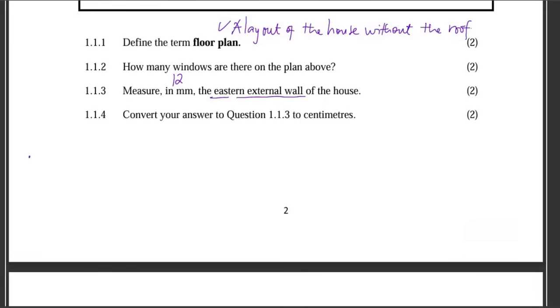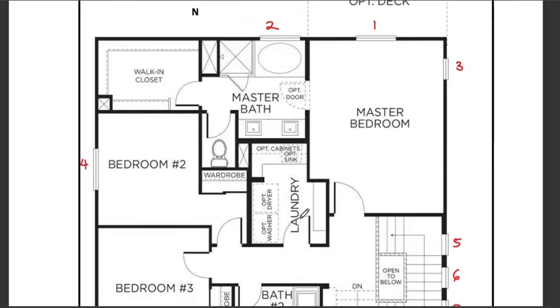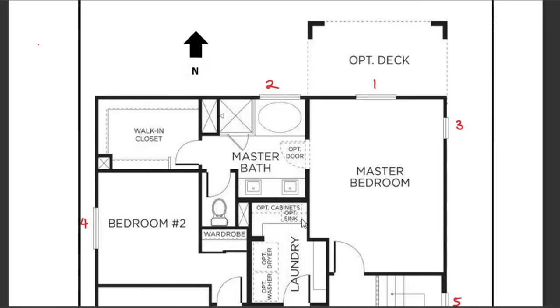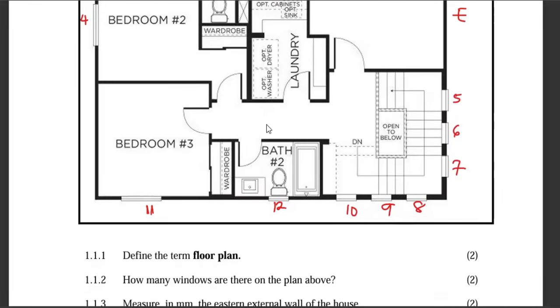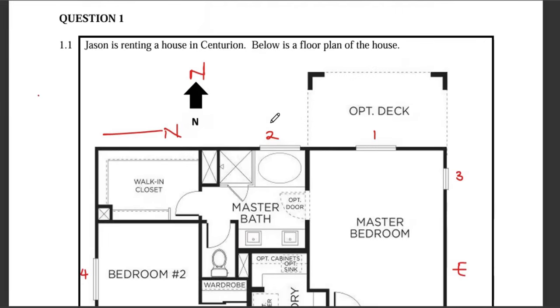Measure in millimeters the eastern external wall. Eastern. So now they've told you up here, this is the north. This one's the northern, meaning the eastern, it's this one here. Okay, you're going to measure that. And when you measure it nicely, you'll end up having, in millimeters, 116. When you measure it from this side here to that side there of the wall.